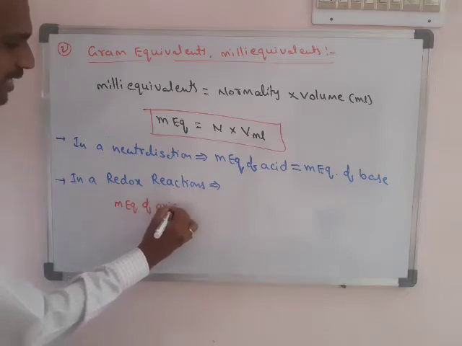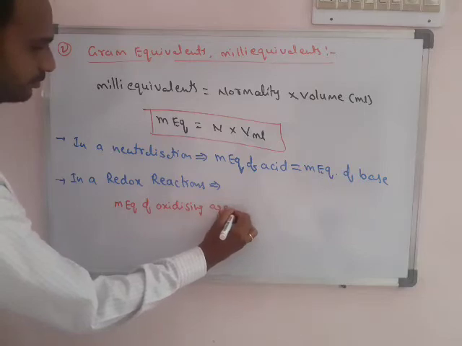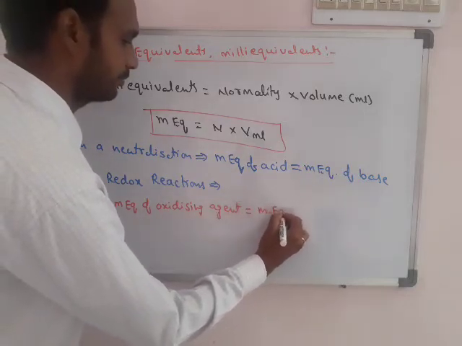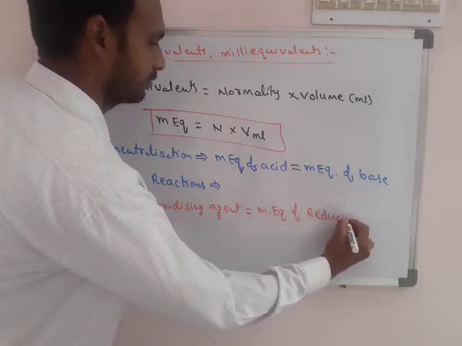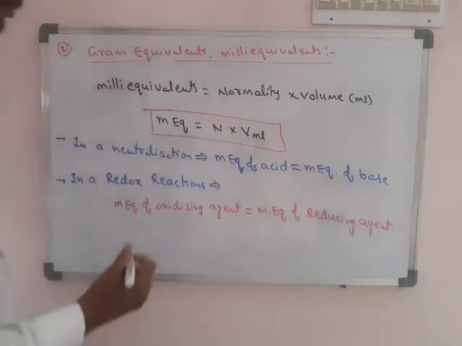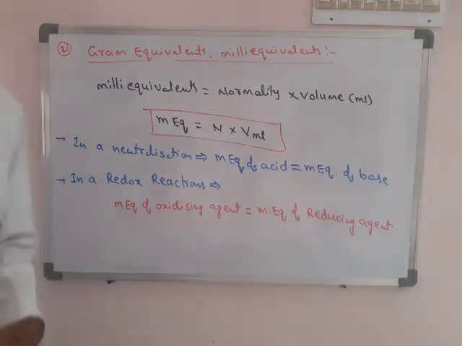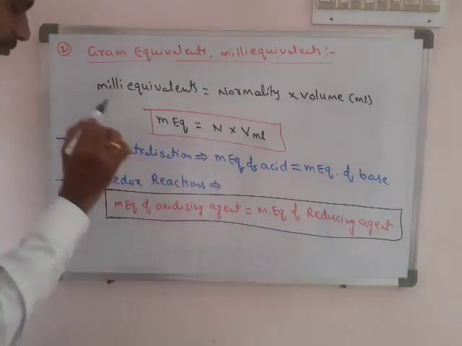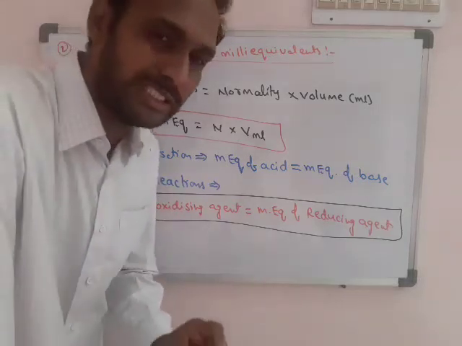the milli equivalence of oxidizing agent is equal to milli equivalence of reducing agent. So these are the two methods.